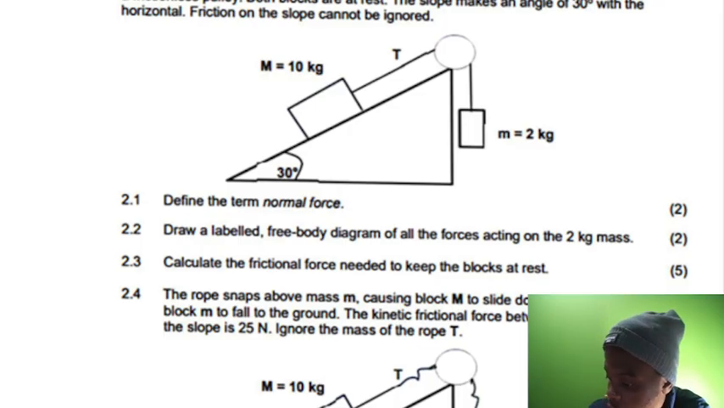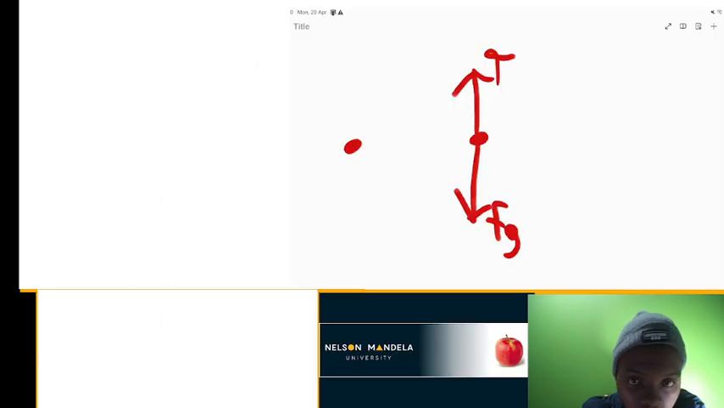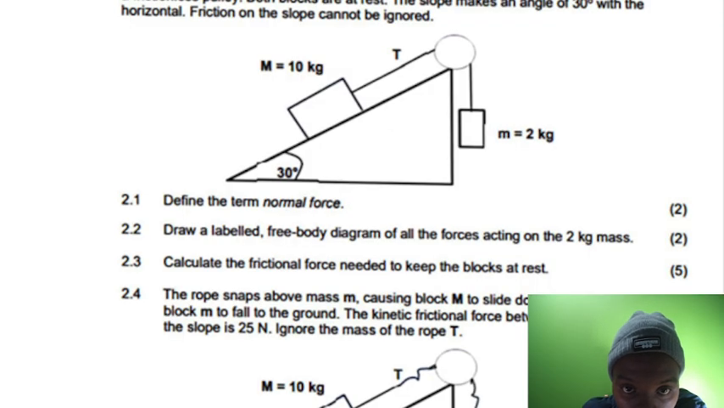Now let's do another one for the 10 kg block. The 10 kg block is standing still, so there will be a normal force in this direction, and gravity straight down. Because they said friction cannot be ignored, friction will be up the incline.